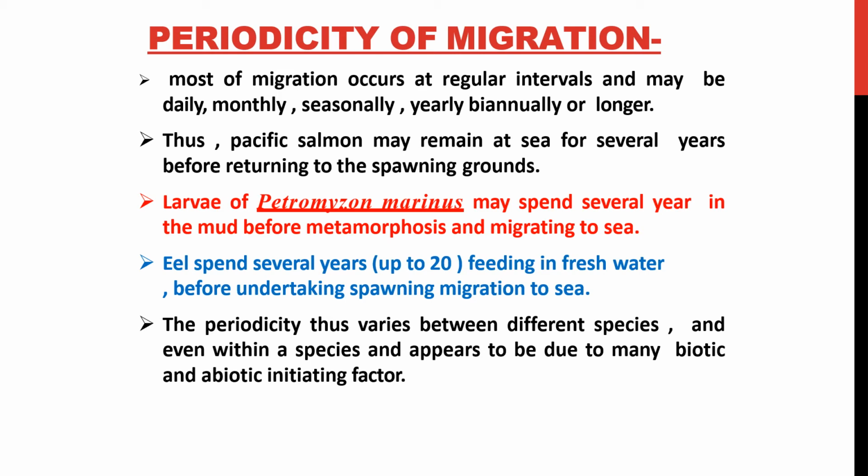Now, another important point which I want to cover with you all is periodicity of migration. Most migration occurs at regular intervals and may be daily, monthly, seasonal, yearly, biannual or longer. Thus, Pacific salmon may remain at sea for several years before returning to their spawning grounds. The larvae of Petromyzon marinus may spend several years in the mud before metamorphosis and migrating to sea. Eel spends several years, up to 20, feeding in fresh water before undertaking spawning migration to sea. The periodicity thus varies between different species and even within a species, and appears to be due to many biotic and abiotic initiating factors.